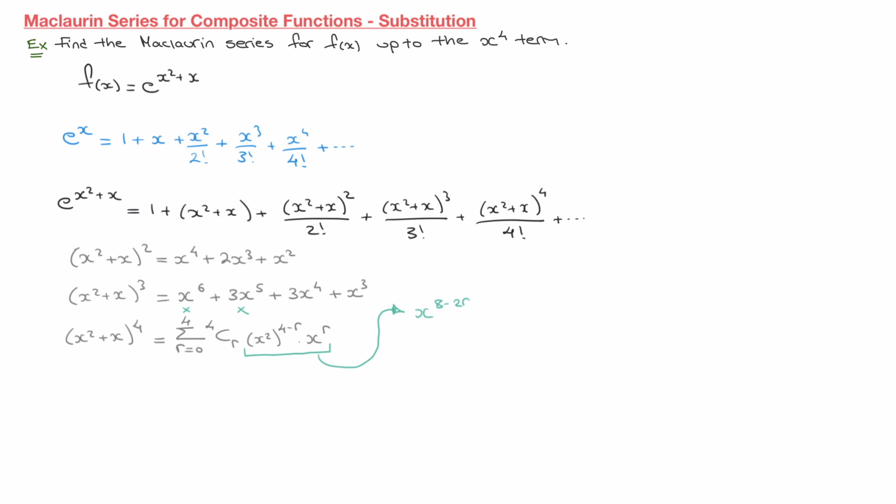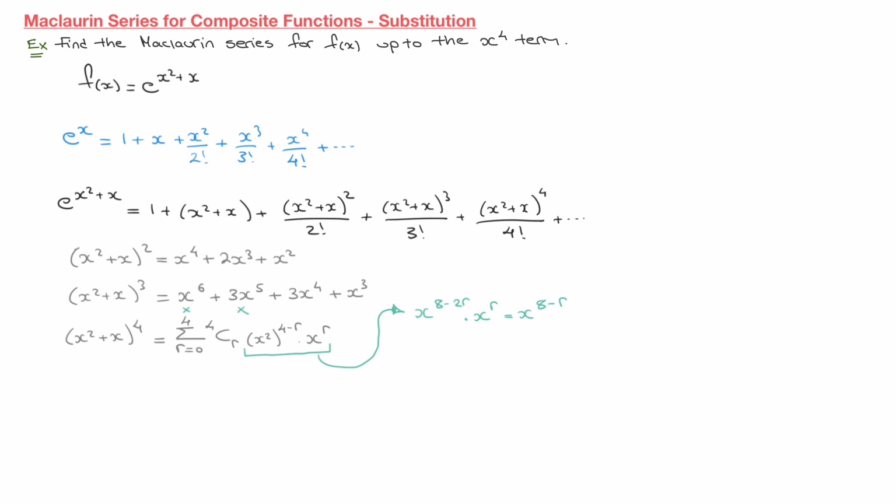So we have x to the power of 8 minus 2r times x to the power of r. Now using our laws of exponents, this quickly turns into x to the power of 8 minus 2r plus r, so that's 8 minus r. Okay, so every single one of the 5 terms we get from this expansion will have a power of x which comes from this term right here.